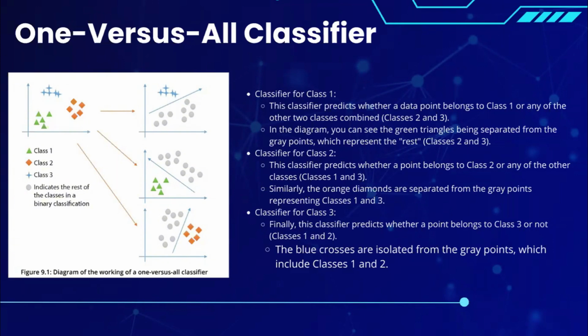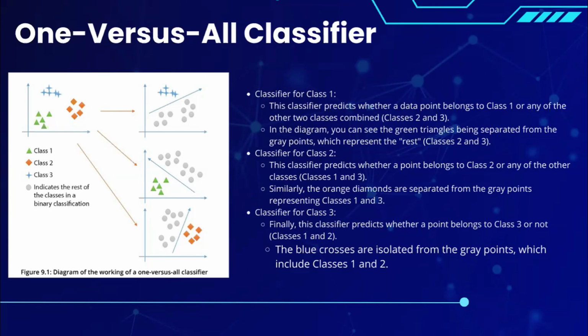So here on the diagram, as you can see, we are working with 3 classes. Class 1 is represented by the green triangles. Class 2 is represented by the orange diamonds, and class 3 is represented by the blue crosses. So in the one versus all approach, we create a separate binary classifier for each class.